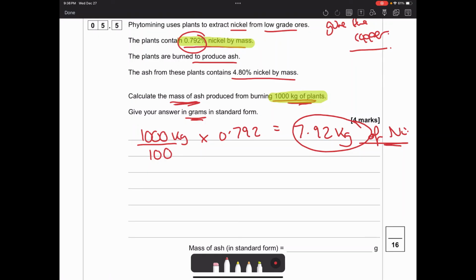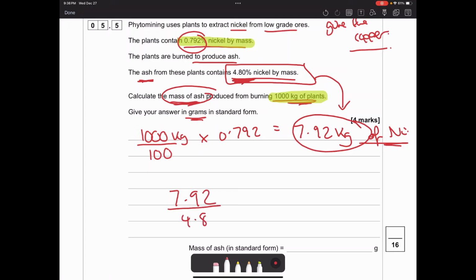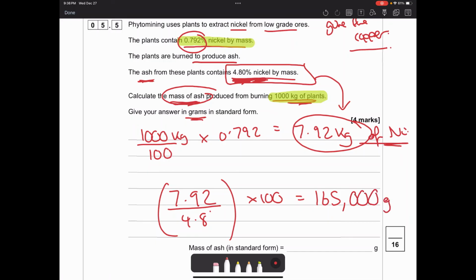But I want to calculate the mass of ash from 1,000 kilograms of plant. And I'm then told that ash from these plants contains 4.8% nickel. So the ash only has 4.8% of the nickel in it that I've just calculated. So I can do 7.92 over 4.8%, then times it by 100%, because I don't want 4.8%, I want 100%. That would then give me 165, but this is in kilograms, so 165,000 grams.